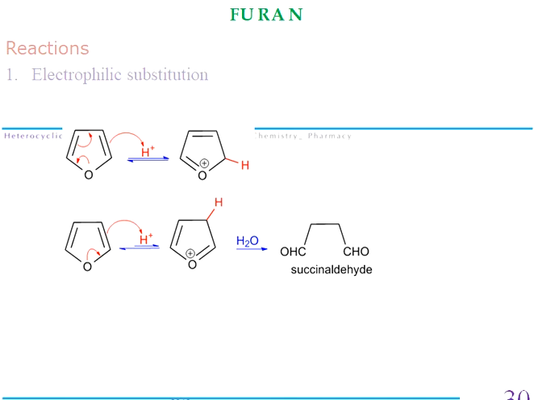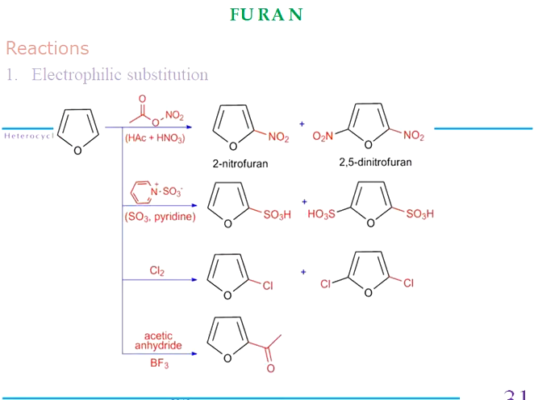Now this is when your furan is reacted with the proton. In that case, we get succinaldehyde. Now some other electrophilic substitution reaction, if we react our furan with acetic acid and nitric acid. So this we have seen, a similar kind of reaction in the case of pyrrole.